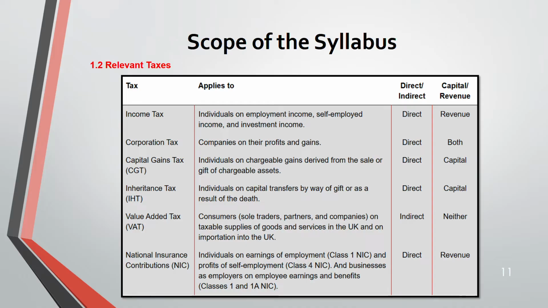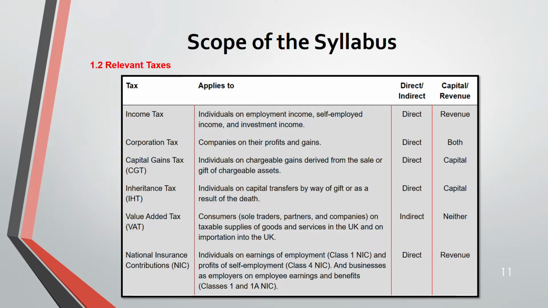So first I will start with income tax. One by one I will go through this table. So income tax, understand whether it's direct or indirect and capital or revenue. Income tax is direct tax and it's a revenue tax. Corporation tax could be both capital and revenue and is direct. Capital gain tax again is direct but it's capital, as the word says, capital. Inheritance is direct and capital. VAT is indirect. VAT is the only indirect tax and it's neither capital nor revenue. So you know VAT is the only exception here. And NIC is again direct and revenue.